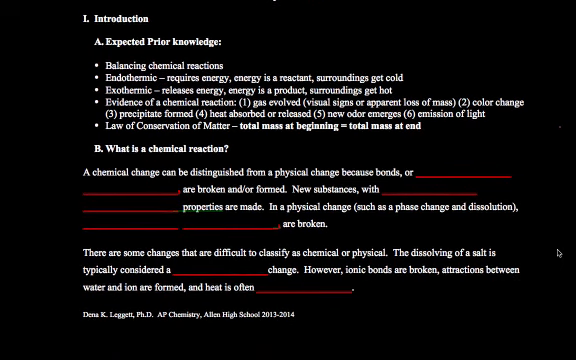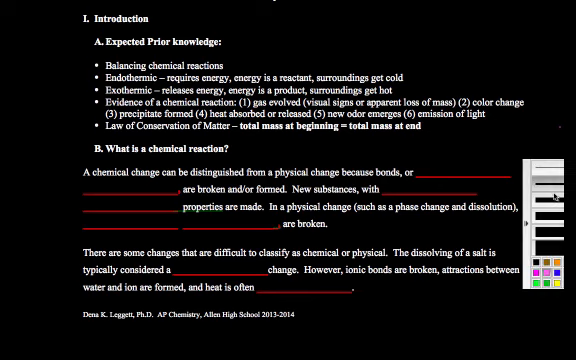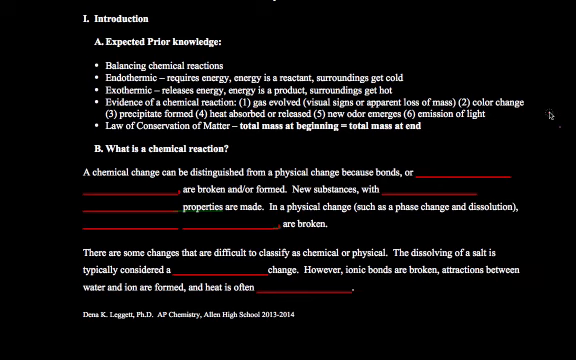Your expected prior knowledge is to know how to balance a chemical reaction. That I think is pretty straightforward. That shouldn't be too daunting, and we will get lots of practice on that. So we want to make sure you can balance a chemical reaction. You should remember, recall, or come ask me if that's not happening, the terms endothermic and exothermic. Endothermic requires energy. Energy is a reactant. The surroundings get cold. Exothermic releases energy. Energy is a product. The surroundings get hot.